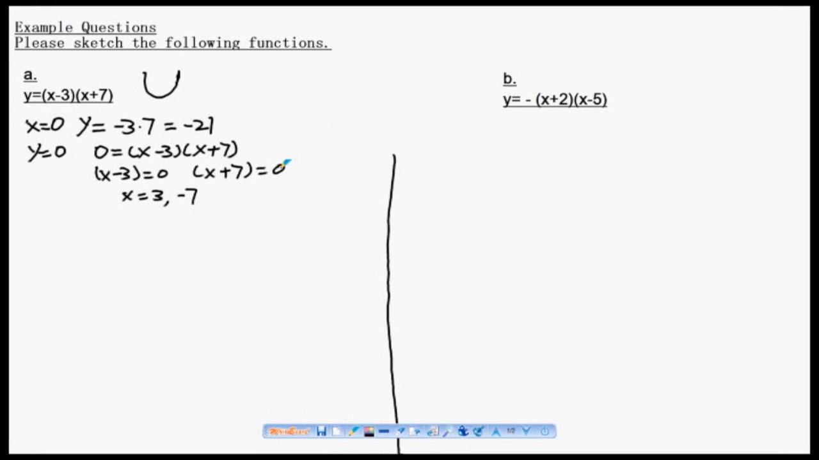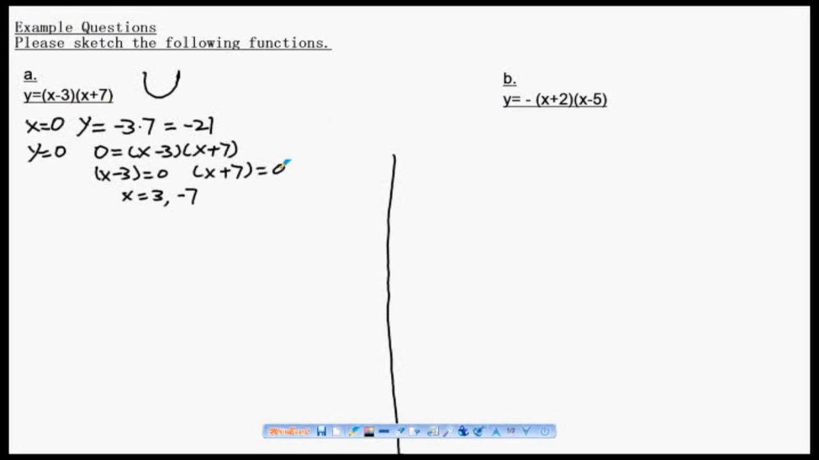Okay, here are some questions on sketching parabolas. Let's do question 1. Let's look at the equation first. There's no sign of a minus in front of the x terms in the equation, so the graph would look like this shape.